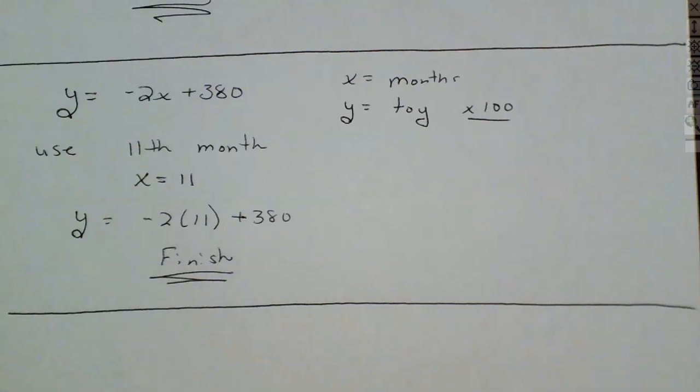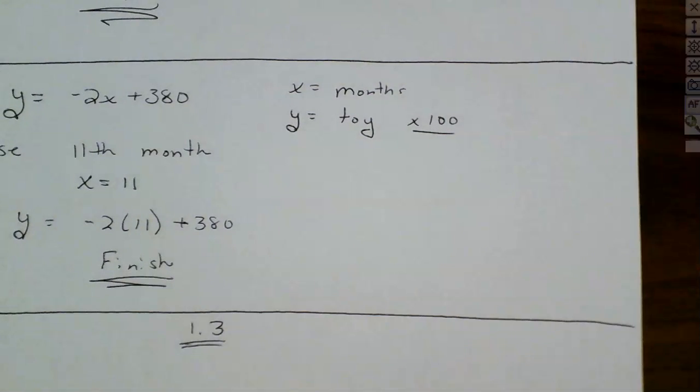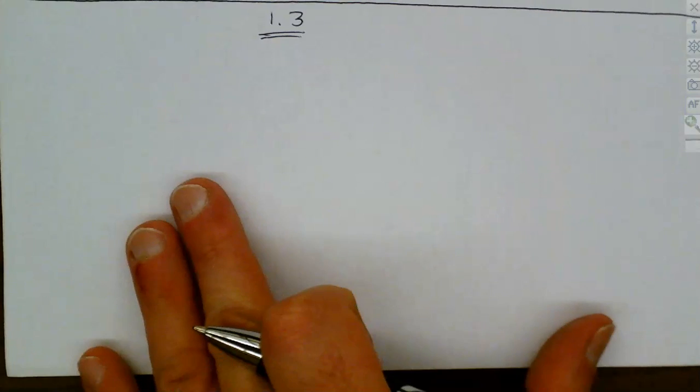So we're going to go ahead now and look at 1.3. 1.3 is a very, very easy section. There's very little information in 1.3. Now, 1.3 is complex numbers.